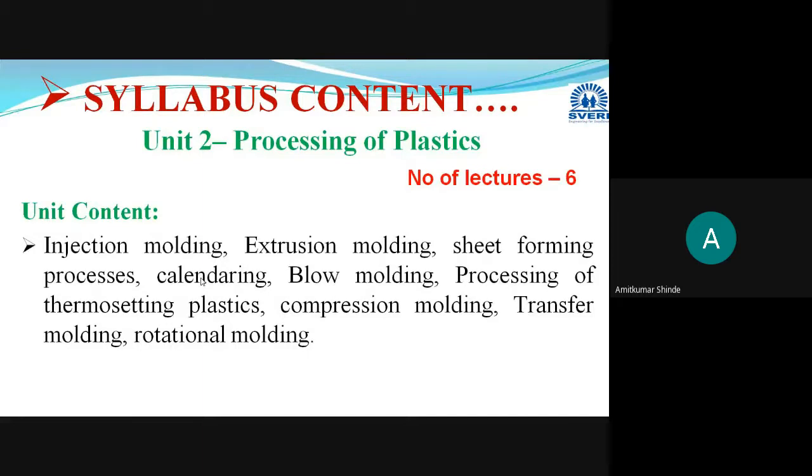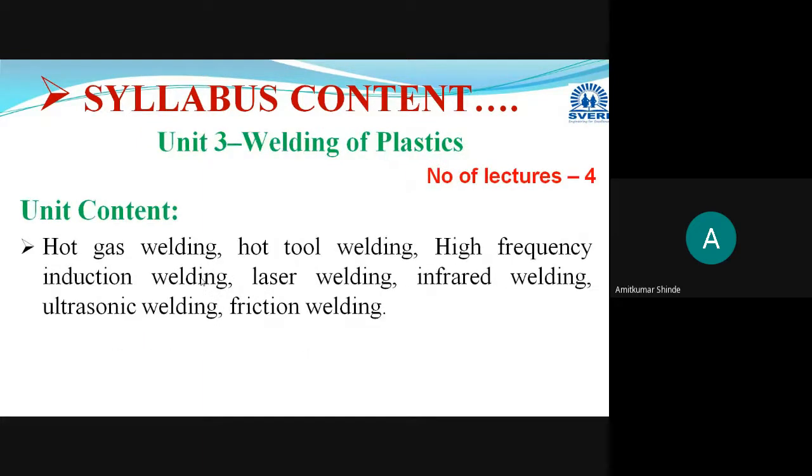And in the third chapter, we are going to deal with the different joining processes or welding processes, how we can join the different plastic components. Okay, in this we are going to discuss different welding methods or processes. In that, we are having hot gas welding, then hot tool welding, high frequency induction welding, then laser welding, infrared welding, ultrasonic welding, and friction welding.